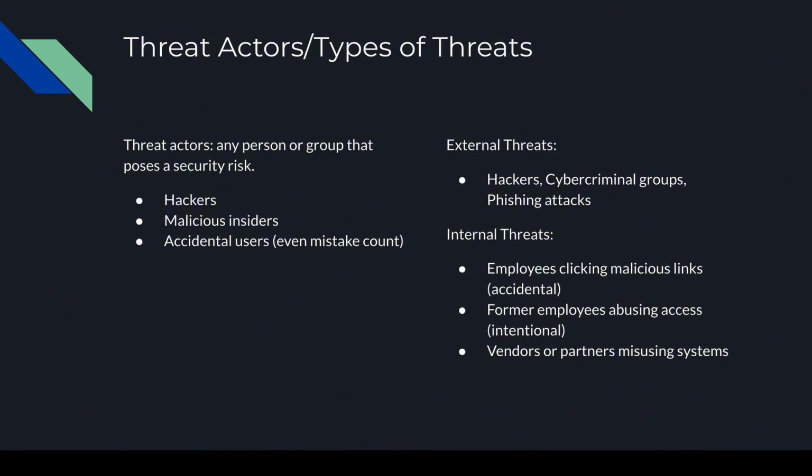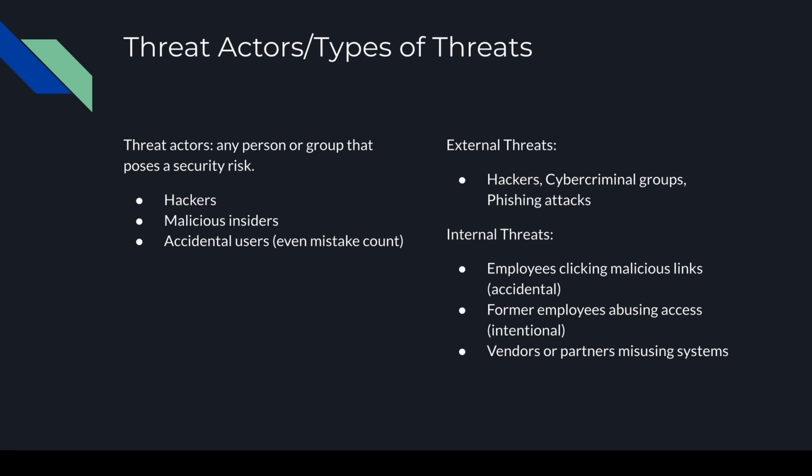External threats are basically people on the outside: hackers, cyber criminals, phishing attacks. Internal threats are employees clicking malicious links, whether accidentally or intentionally, just to abuse the access. And on the last bullet point, vendors or partners misusing systems. Those can be internal threats, basically coming from inside the organization.